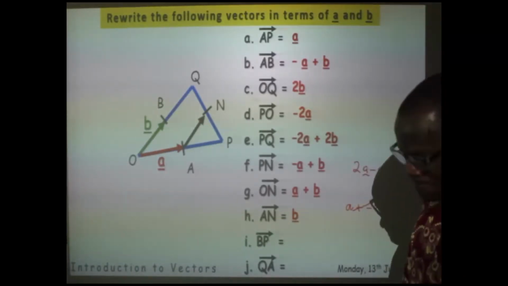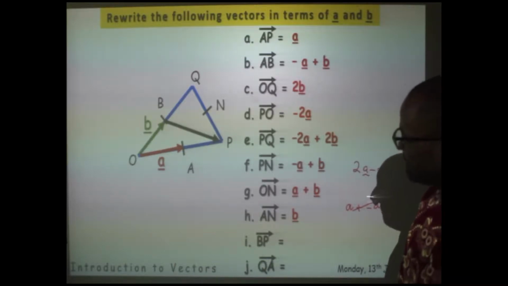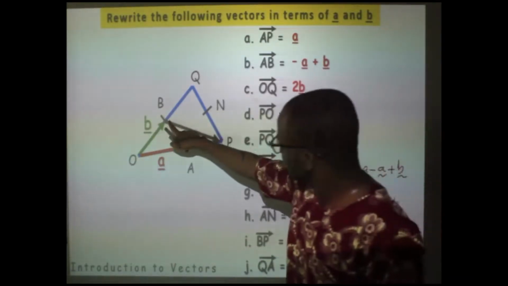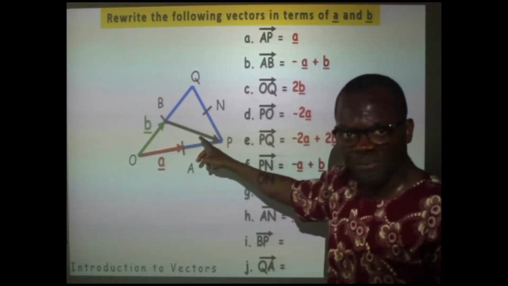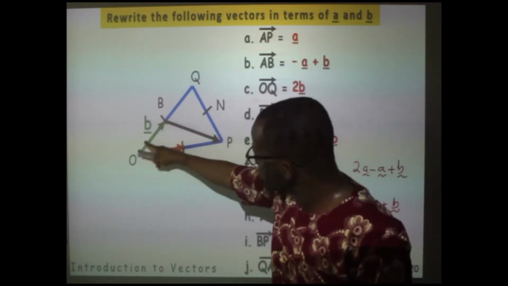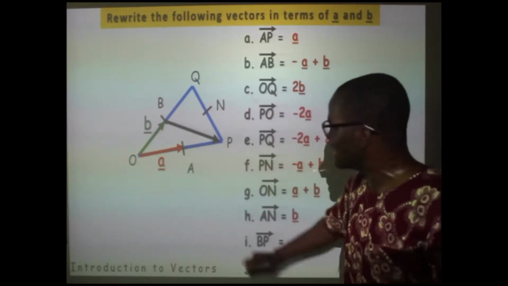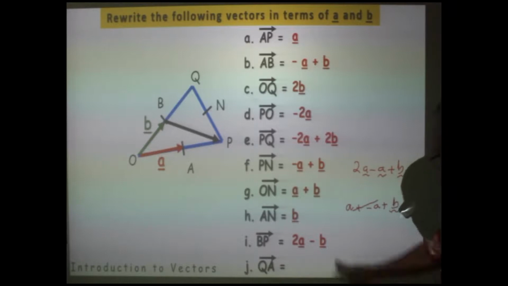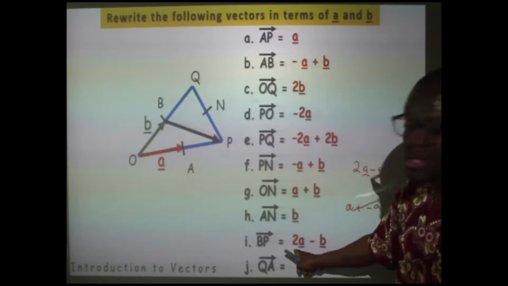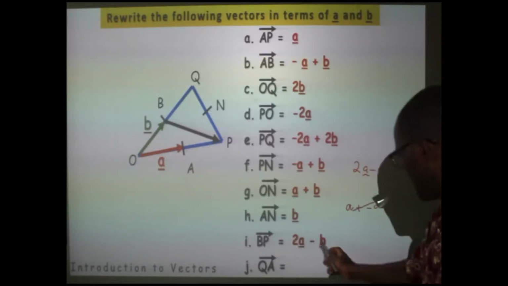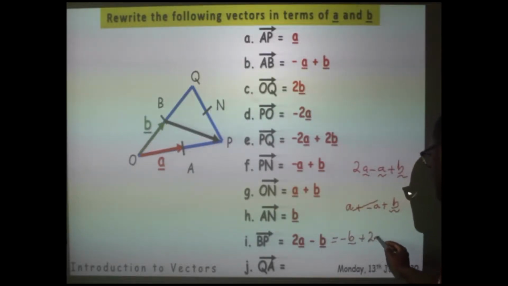Moving on to BP now. BP, now let's see, let's draw the arrow from B to P. So there you go, that's BP. So to go from B to P, it's the same as going from B to O, and then O all the way to P. And that's quite straightforward. I'm sure you can see that. It's going to be minus B plus 2A, exactly. So minus B plus 2A. Now it doesn't matter which comes first, but ideally you might want to put the positive vector first. So minus B plus 2A, it's the same thing. This is still the same thing as minus B plus 2A. So don't worry.